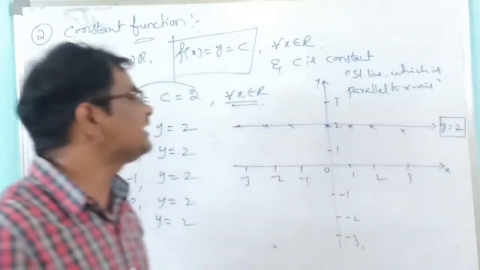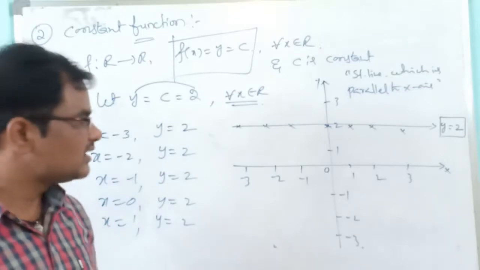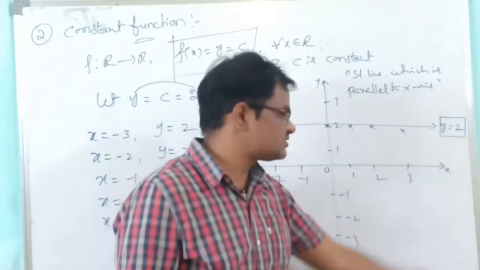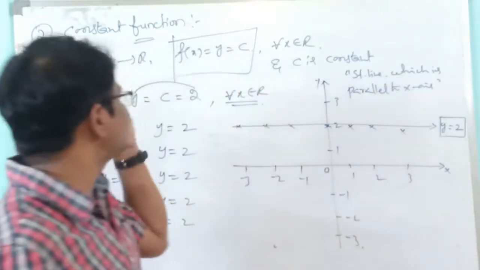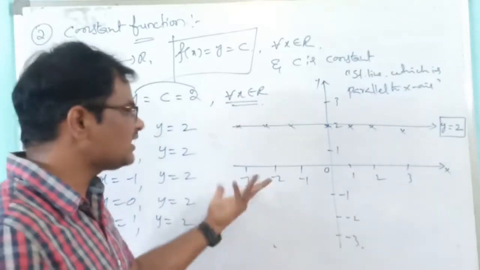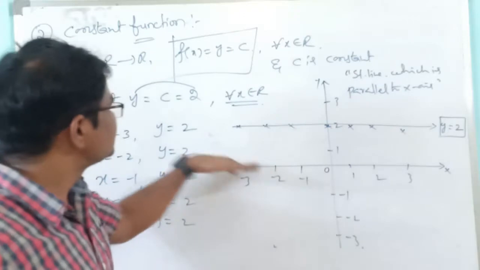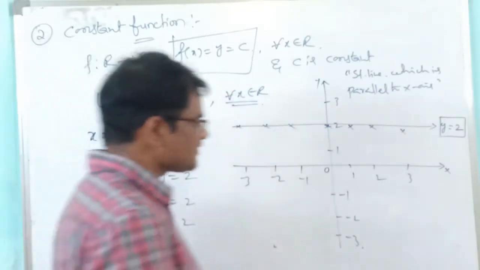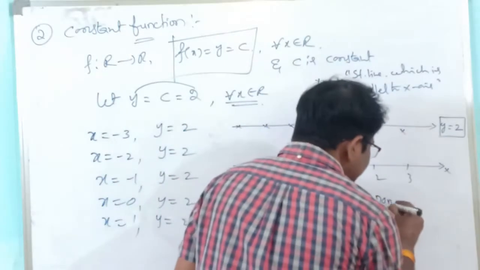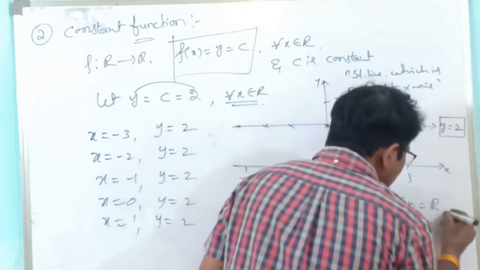So what are the domain and the range? Domain means existence of x values. What are the x values here? All the real numbers you can take. On the x-axis, any value you take, the y value exists. So that's why the domain is equal to the real numbers.